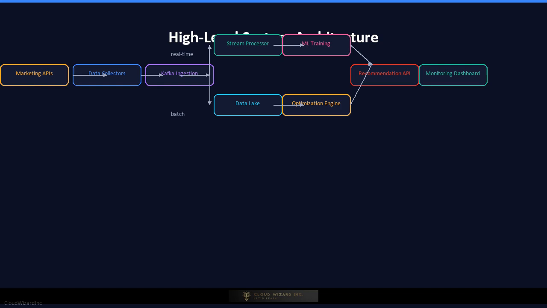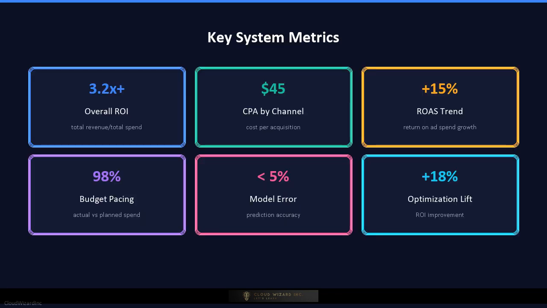The optimization engine runs allocation algorithms that consider current performance, predictions, constraints, and business rules. The recommendation service serves budget adjustments to marketing platforms via their APIs. A monitoring dashboard provides real-time visibility into performance, pacing, and optimization decisions. An alerting system notifies marketers of significant changes or issues requiring manual intervention. The key metrics to memorize cold.